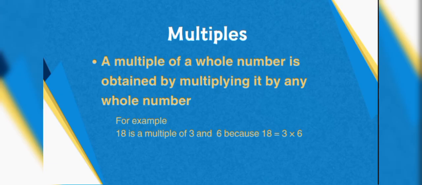Why is 18 called the multiple of 3 and 6? If you go through the section of your multiplication table, which is always written at the back of our exercise books, you go through that section. If you go through the section of 3, where the multiples of 3 are written, you find 18 under it. And if you go through the section of 6, you find 18 under it. That is why 18 is a multiple of 3 and 6. We move further.